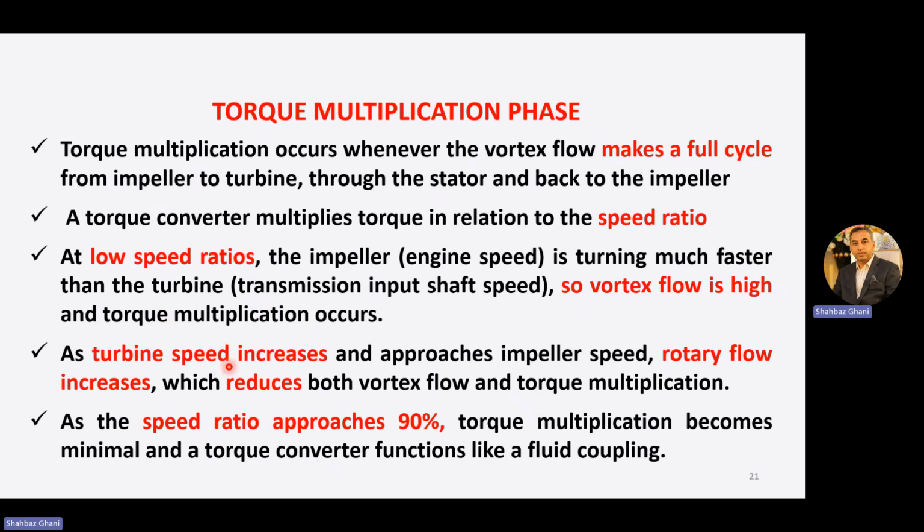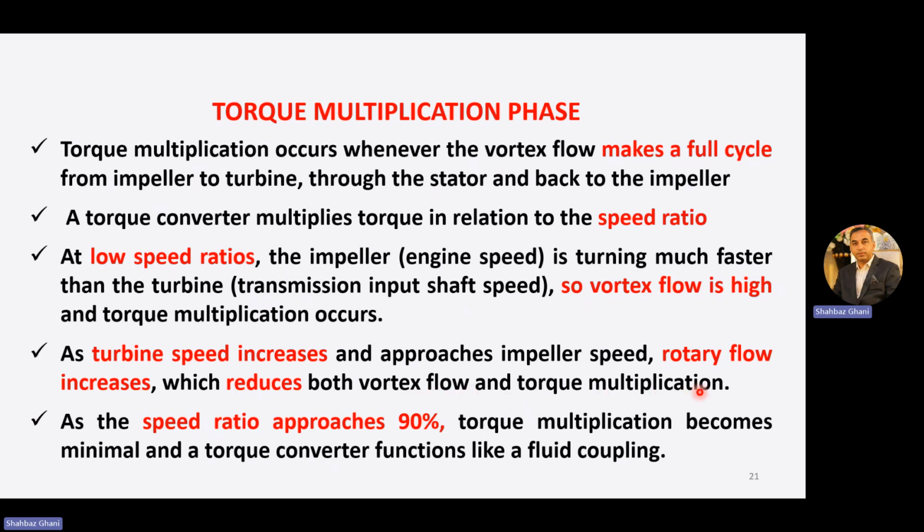As turbine speed increases, meaning the transmission input shaft speed increases, and approaches impeller speed, meaning the engine speed, the rotary flow, the circumferential flow, increases, which reduces both the vortex flow, which is the inner flow, and the torque multiplication.